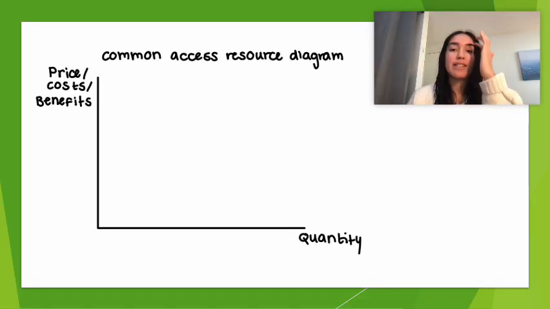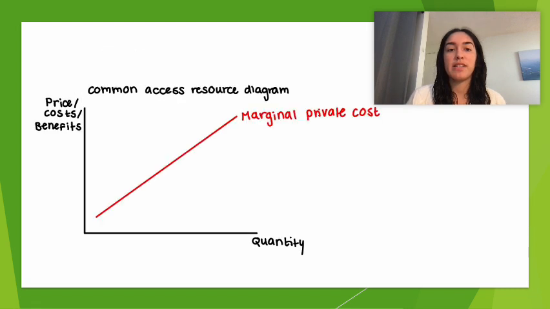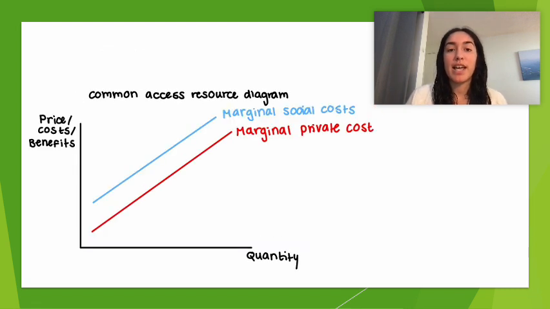So let's visualize this. Let's take a look at the common access resource diagram to see how this plays out. Suppose we're analyzing the market for lumber, and this is our common access resource diagram for it. Under free market conditions, we will consider the marginal private cost curve, and then the marginal social cost curve, which is much higher because of the long-term environmental damage.